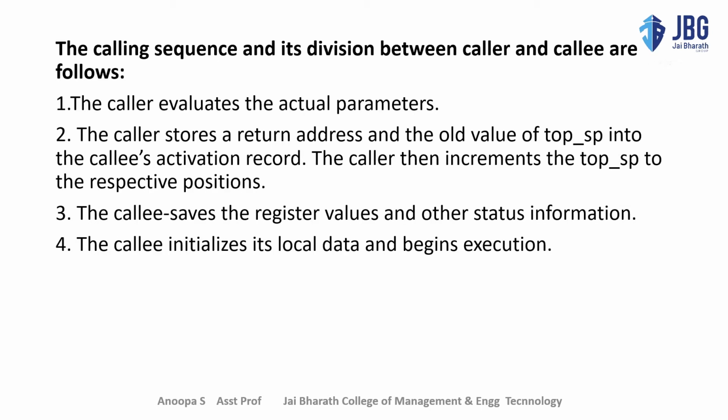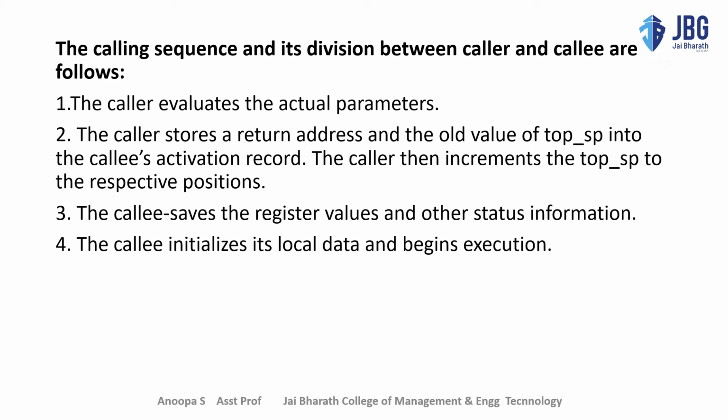The calling sequence and its division between the caller and callee is as follows. We already mentioned that a calling sequence is divided into caller sequence and callee sequence. So this division is as follows. Caller evaluates the actual parameters. That is the first step. So when I call sum 1 comma 2, 1 and 2 are actual parameters, so the caller evaluates the actual parameters, then it stores the return address and the old value of top sp into the callee's activation record.